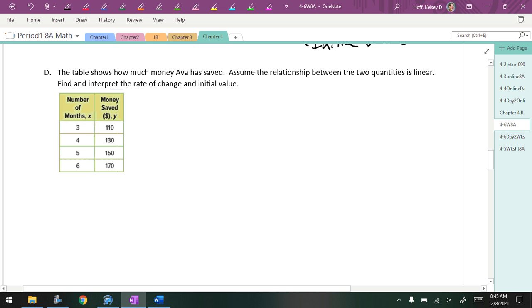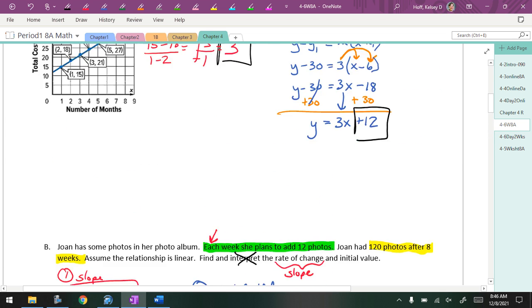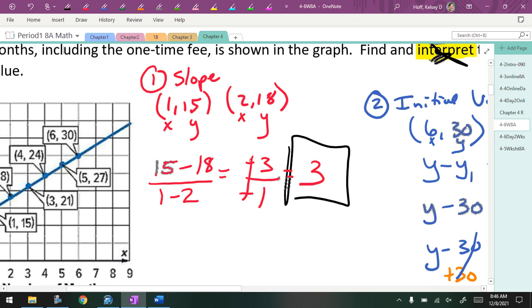Okay, so Ava's saving money. We need to find our slope, our rate of change, and our initial value. So first, if I'm going to find my slope, just pull 2 points out of that table. So it's 3 comma 110 and 4 comma 130. On your own, find your slope. Y minus y over x minus x. I'll go back to that first one so you remember how to find your slope. Do just like this, but with your own numbers.